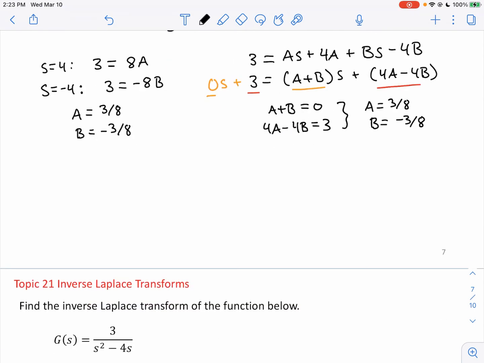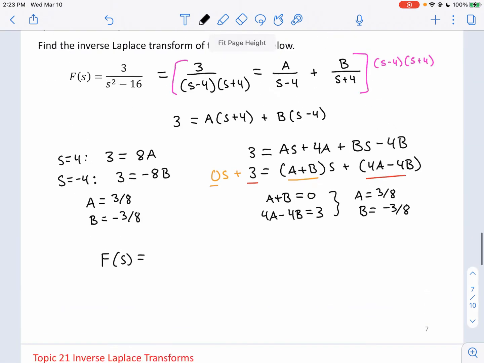So this tells me that capital F can be rewritten as a over s minus 4, and a was 3/8. So we have 3/8, and then I'm going to put the 1 over s minus 4 just off to the side. So there's my a over s minus 4. I just put the 3/8 off to the front. And then we have b is negative, so I'll say minus 3/8 of 1 over s plus 4.